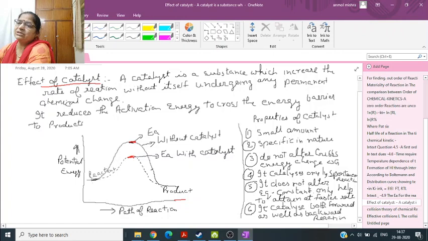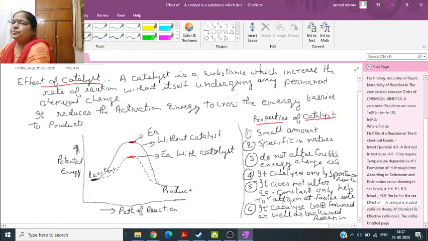So this is the activation energy with catalyst and this is the activation energy without catalyst. So we can see here that activation energy decreases. So catalyst is very important. Now I would like to tell you some of the important properties of catalyst. This again we have to study in the chapter biomolecules also.